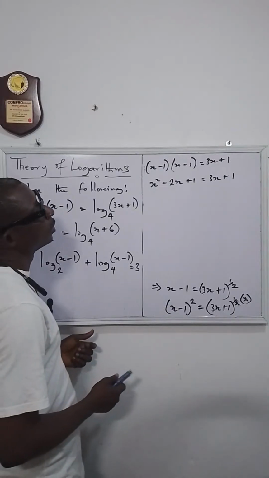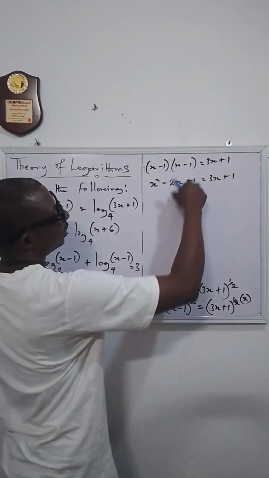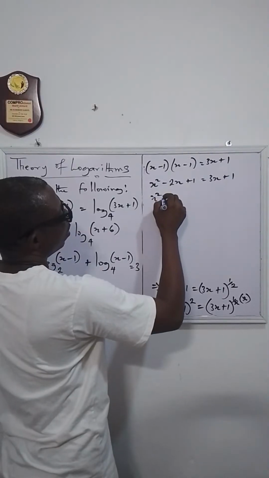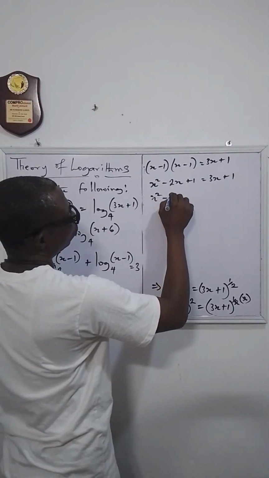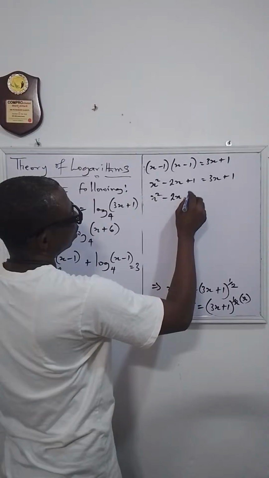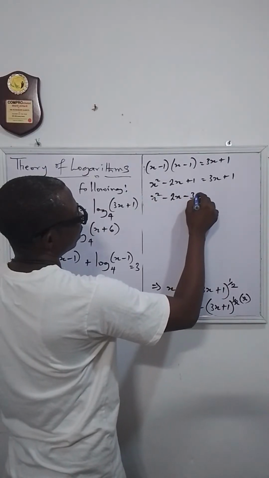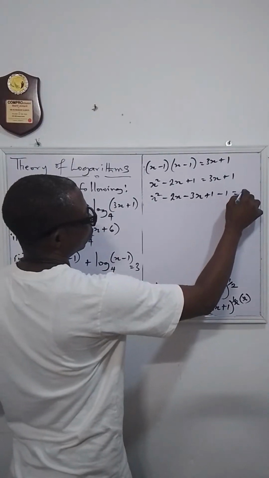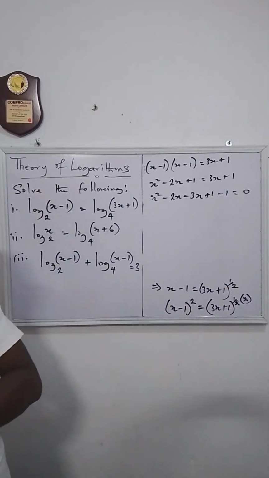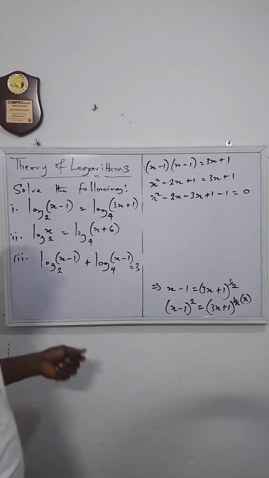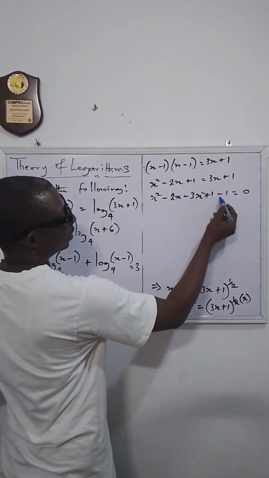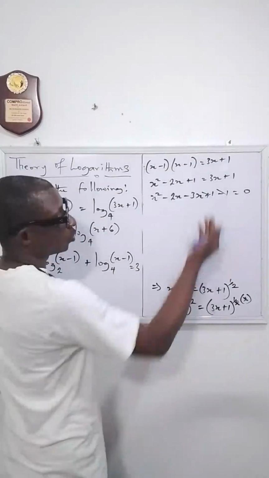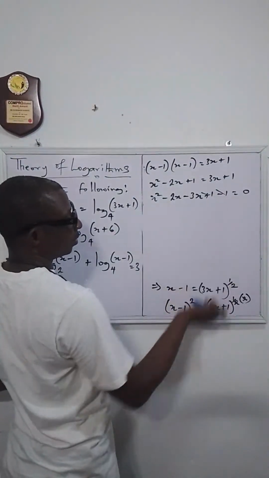All right, so now we move everything here. So we have x squared minus 2x minus 3x plus 1 minus 1 equals 0. Okay, so now this and this cancel out. Plus 1 minus 1, that's 0.